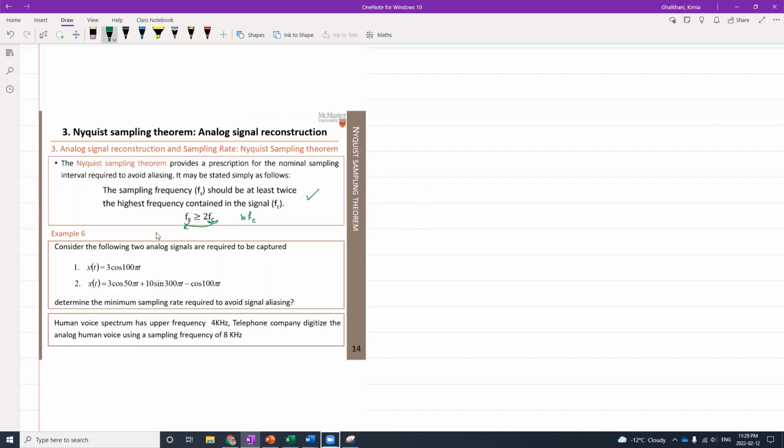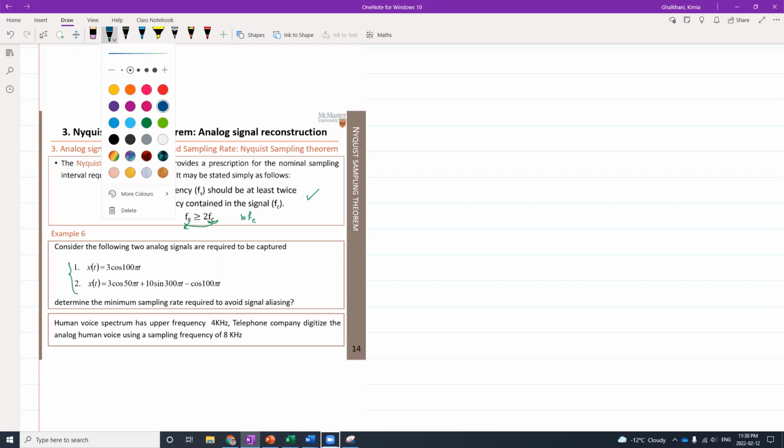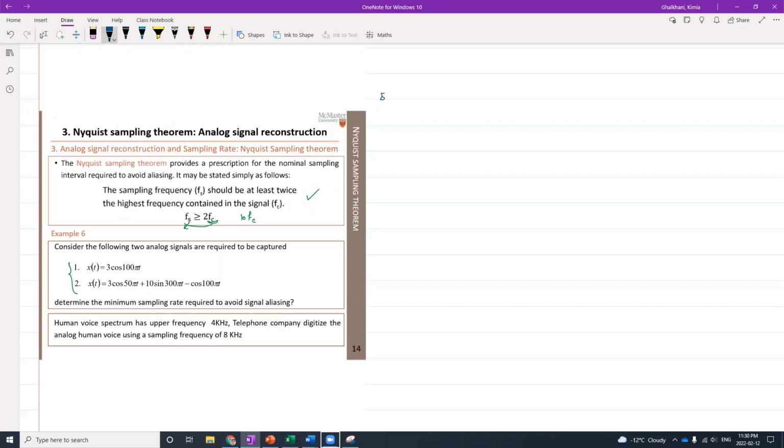Now, there is another example in here for you, where you are asked to define the minimum sampling rate to avoid signal aliasing for these two analog signals. So how do we define the minimum sampling rate? This is going to be something very easy. Let's go over it quickly. This is going to be example 6. So we need to consider these two analog signals, which are given in here.